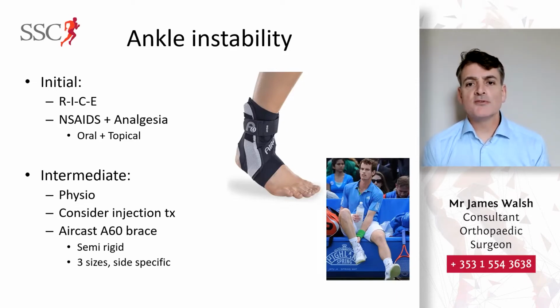In terms of intermediate things, in patients that aren't really settling down acutely, well then physiotherapy is the mainstay of treatment for lateral ligament injuries. You can consider injection therapy if you need to, but other adjuncts such as an Aircast A60 brace, I find really useful. I prefer these to the soft neoprene braces that you can buy in most pharmacies. This brace is available online. It's also called an Andy Murray brace because if you notice his ankles, he wears them when he's playing tennis.